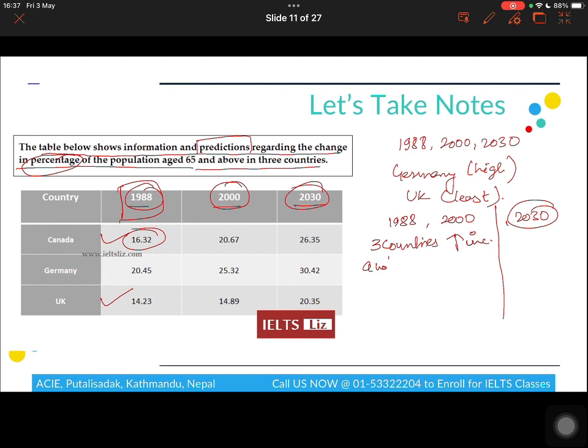A noticeable feature can be that while Canada and Germany has increased by 5 percentage, UK has increased by a very marginal percentage of people, right? So that is why you can mention that as well by grouping Canada and Germany together and saying that UK has a very marginal increase, right? Apart from that, in 2030 as well, this number is expected to grow.